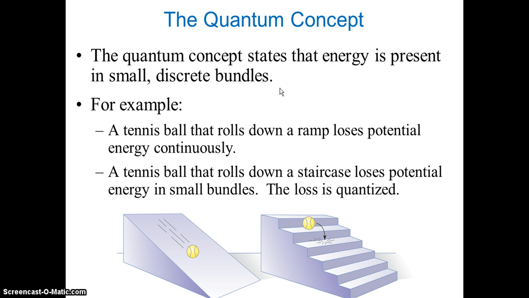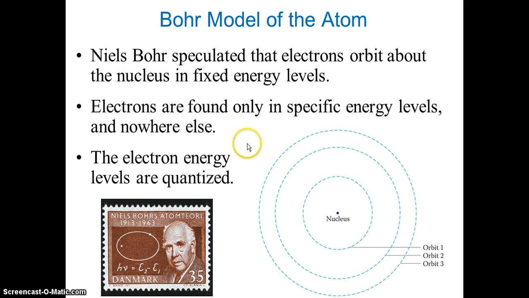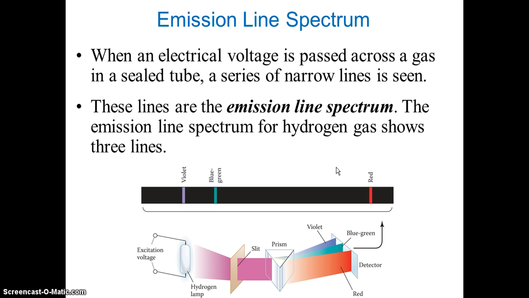Let's talk about the quantum concept. The quantum concept states that energy is present in small, discrete bundles. For example, a tennis ball that rolls down a ramp loses potential energy continuously, but a tennis ball that rolls down a staircase loses potential energy in bundles, and that loss is quantized. Niels Bohr speculated that electrons orbit the nucleus in fixed energy levels. Electrons are found only in specific energy levels, nowhere else. Electron energy levels are quantized.